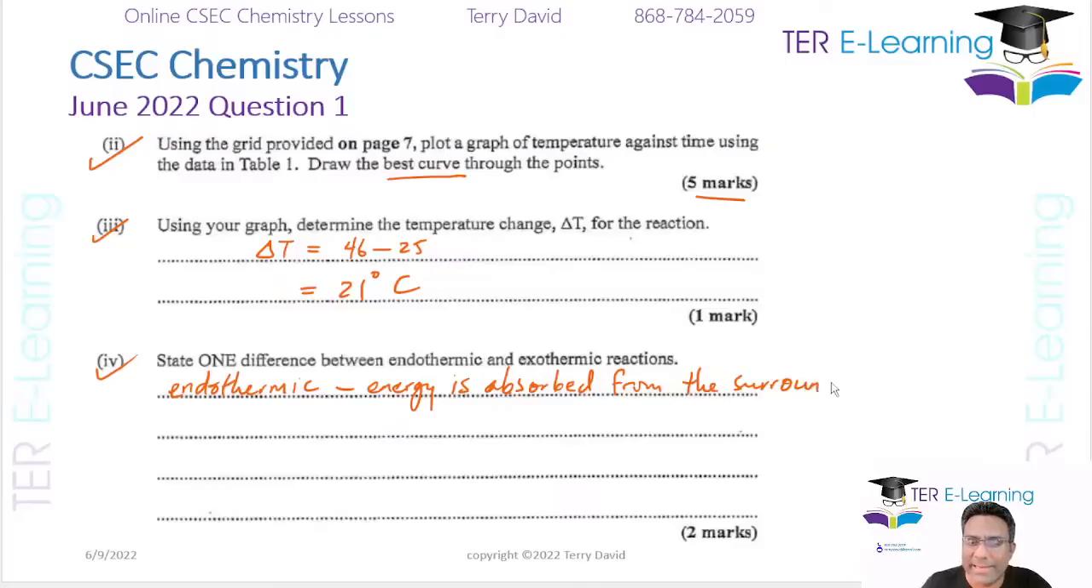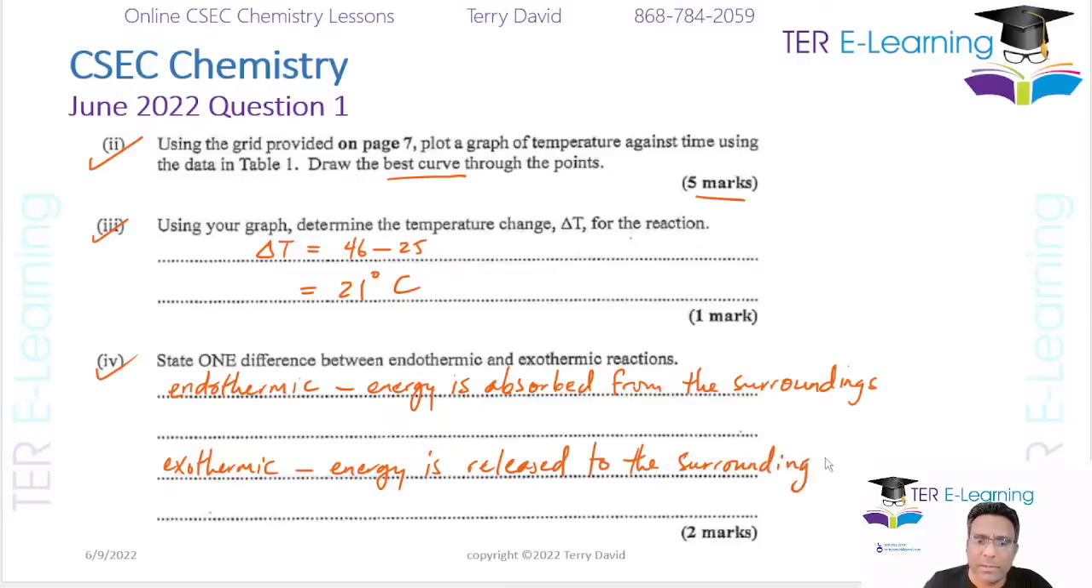Now they just wanted one difference, so you could have put whatever you want. Energy is absorbed from the surroundings in an endothermic reaction. In the case of an exothermic reaction, energy is released to the surroundings. So that is one difference that we could say.